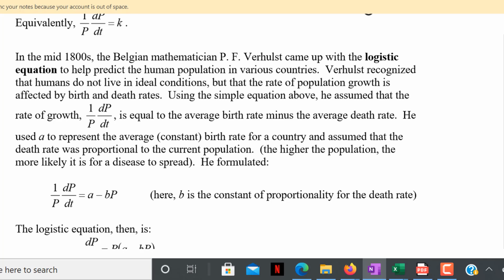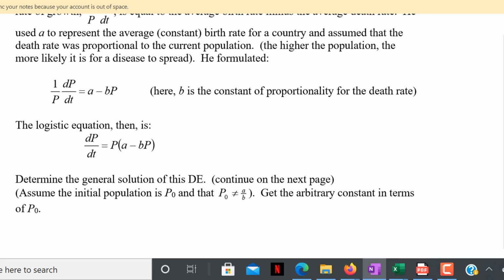He used the letter A to represent the average birth rate, which he assumed to be constant for a country, and assumed that the death rate was proportional to the current population. So the higher the population, the more likely it is for a disease to spread. That's why it depended on the current population. So here B is the constant of proportionality for the death rate. And now they're just solving for the derivative again, so they're multiplying both sides by P. So there is the logistic equation.